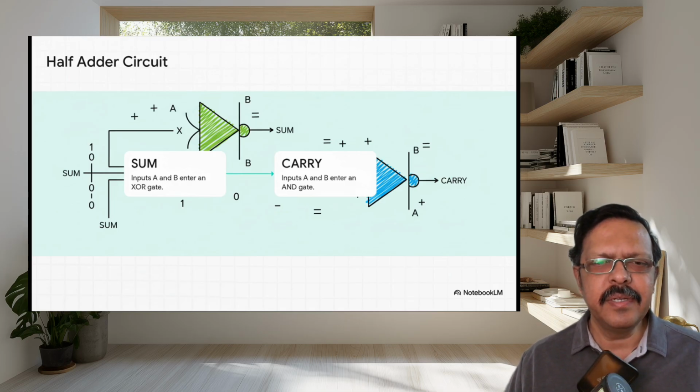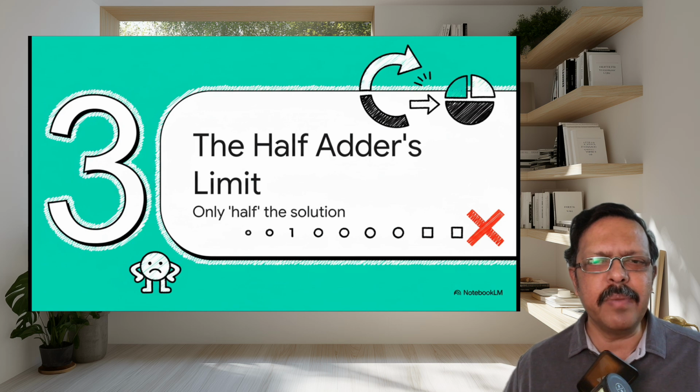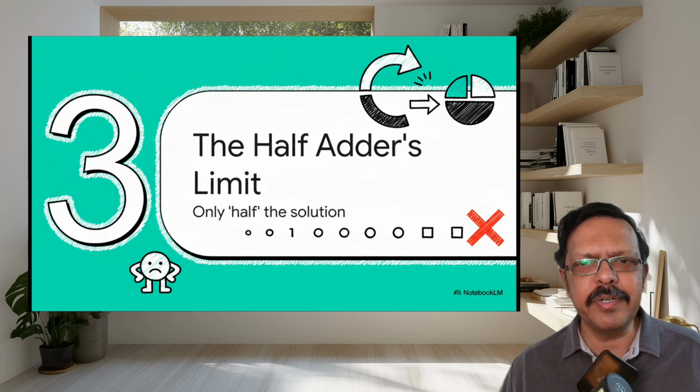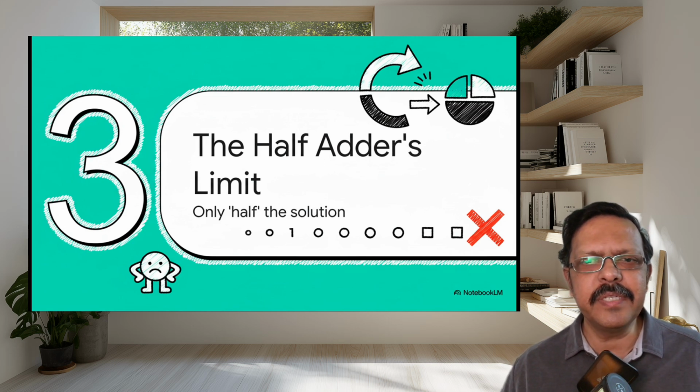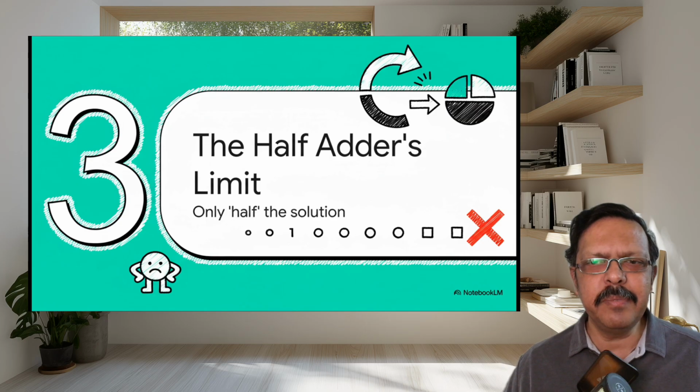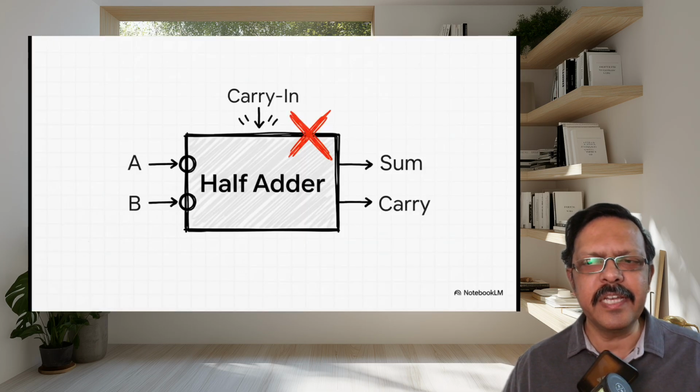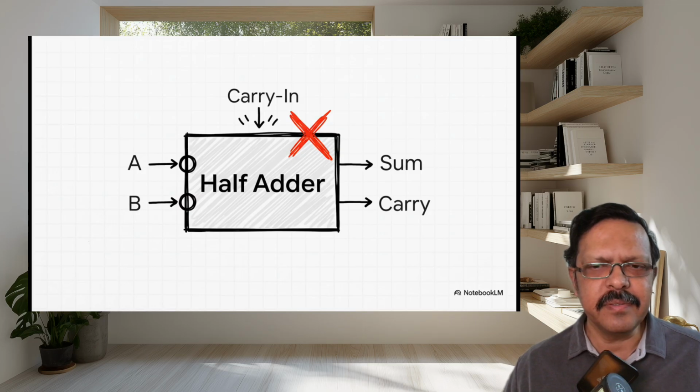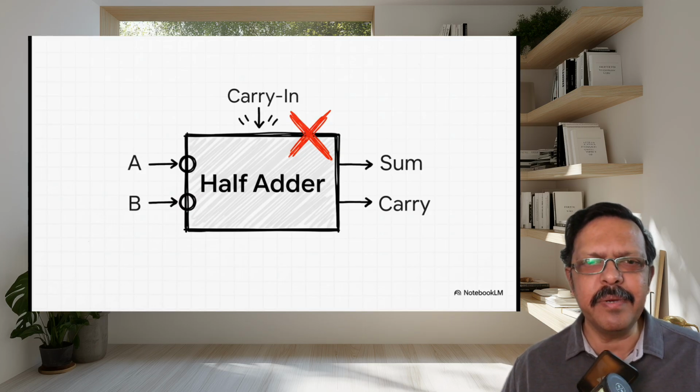There is a limitation. Imagine adding two multi-bit binary numbers. So far we talked about just 1 and 0. It was able to add that. If you have a multi-bit binary number like what you see on the screen, the least significant bits must produce a carry that needs to be added to the next pair of bits. But the half adder has no way to accept a carry. It only knows how to add A and B by themselves.